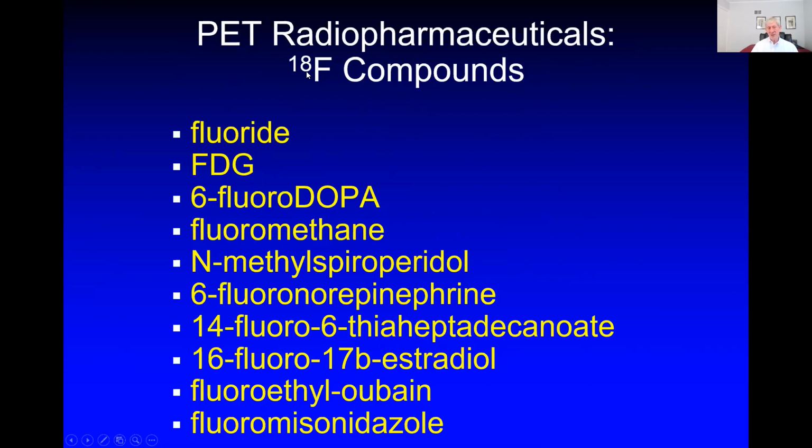There are a lot of F18 compounds that have been investigated, and some of these are used by other countries, but not yet in the United States. So we have F18 fluoride, we have F18 FDG. We saw ioflupane earlier, the DAT scan. This drug, fluorodopamine, is used for Parkinson's also, and there are a bunch of other things here. Epinephrine derivatives. A heptadecanoate is a long-chain fatty acid. Estradiol is a female hormone. Ouabain is a cardioactive drug. And fluorometronidazole is an antifungal agent. So all kinds of molecules.